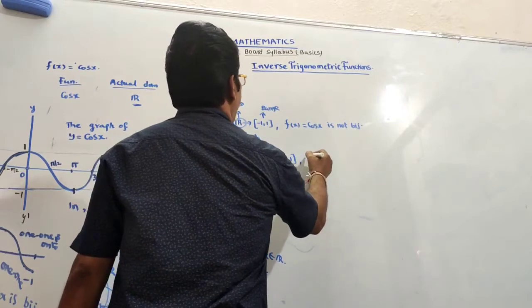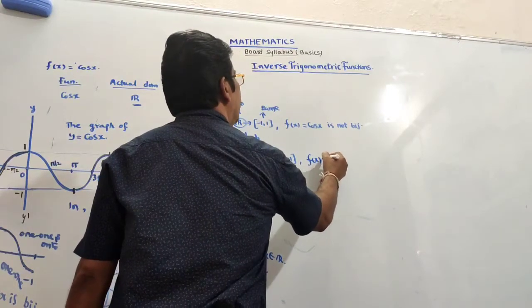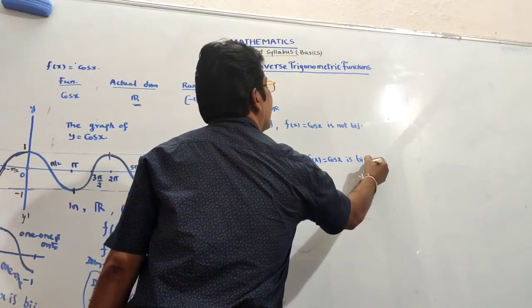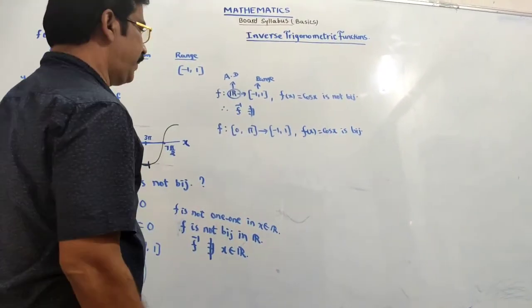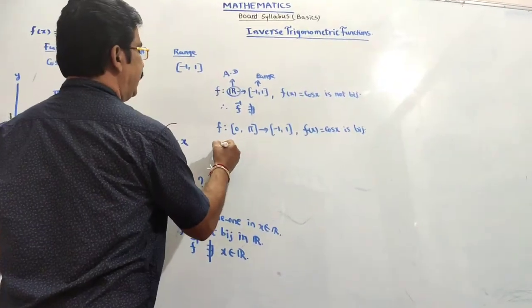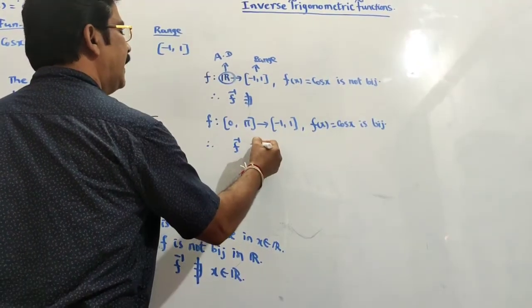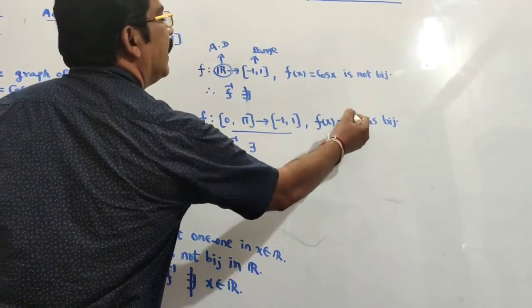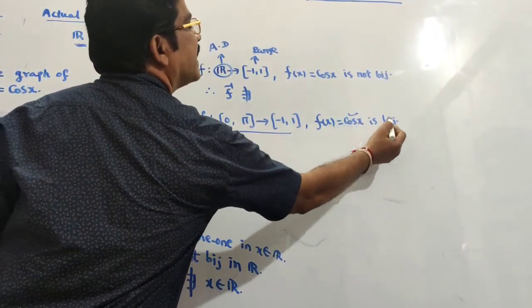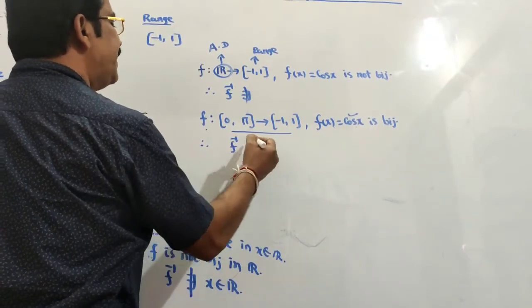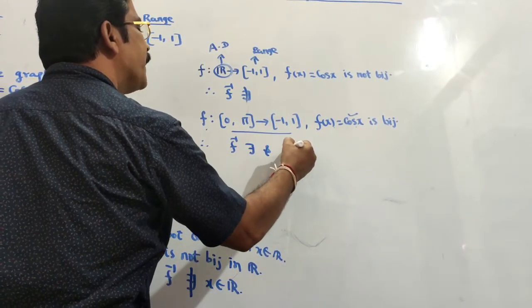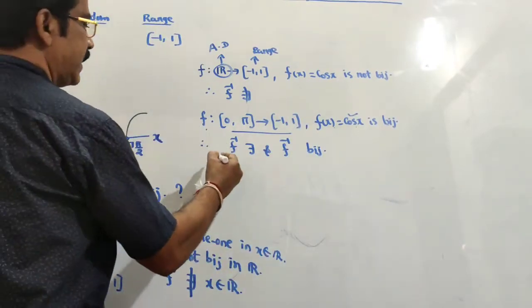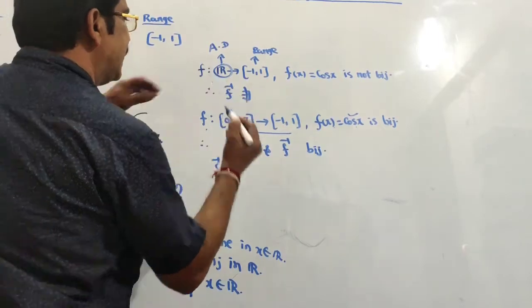So f of x equal to cos x is a bijective function there, therefore f inverse exists. Remember, in this area f of x equal to cos x is bijective. Similarly f inverse exists, and f inverse is also bijective. Make a note.